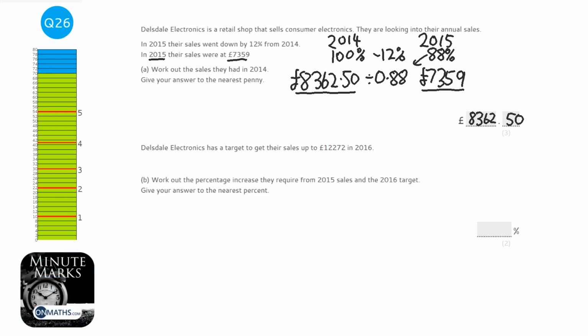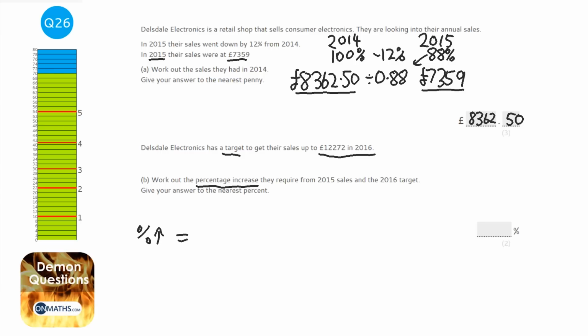So I'm going to write the answer, £8,362.50. Okay, and the next question says that they have a target to get their sales up in 2016. What's the percentage increase? Now, percentage increase or percentage decrease, it's the same formula, is change over original times 100.